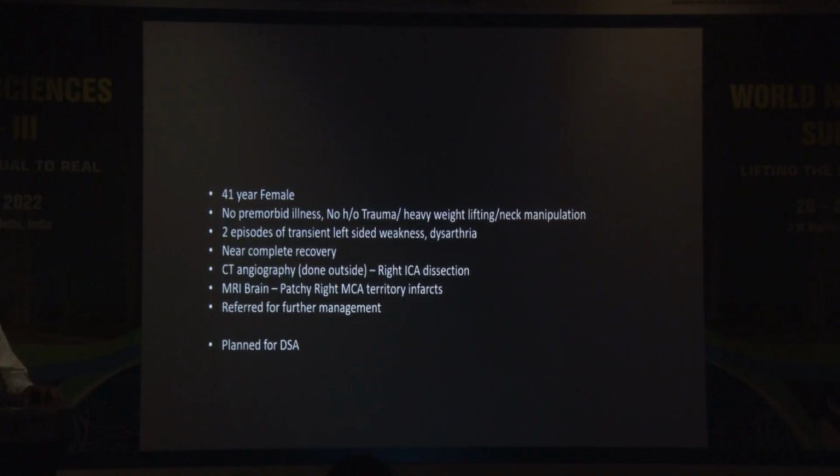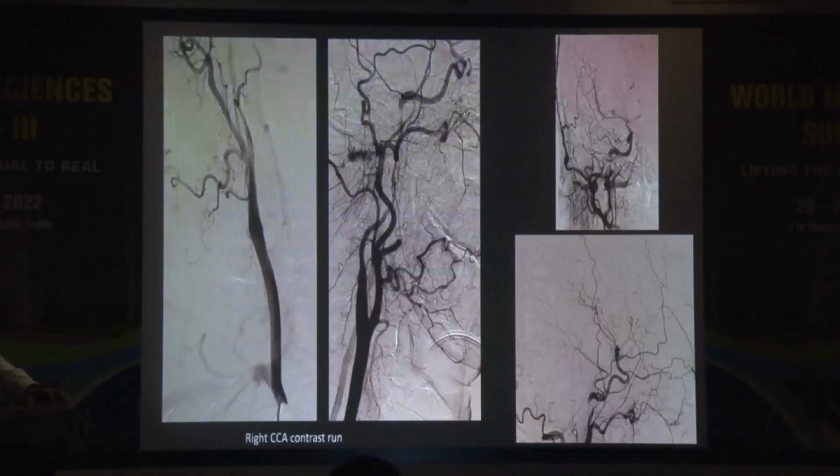Okay, another patient, 41-year-old, TIAs, CT angiography shows dissection, patchy right MCA territory infarcts. She was referred to our hospital. This is the picture. I think we were having the discussion in that hall about such patients. This is the repeated TIAs despite being on medical management. You can see the artery is dissected here, getting closed. These are the lines.